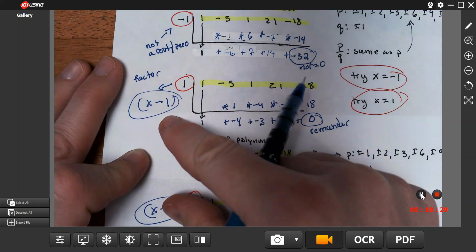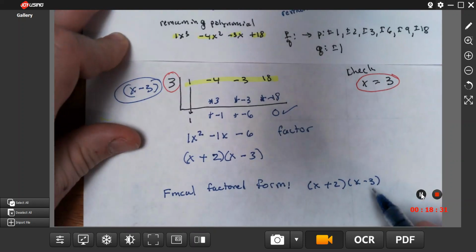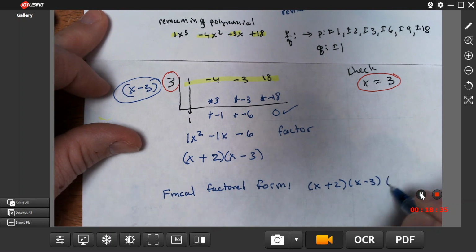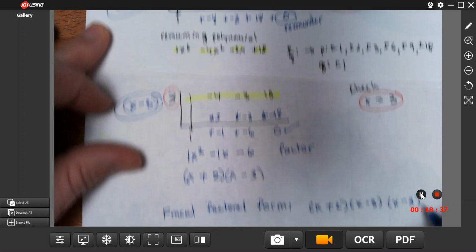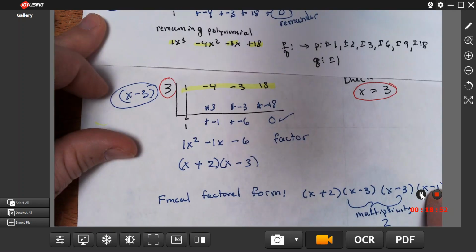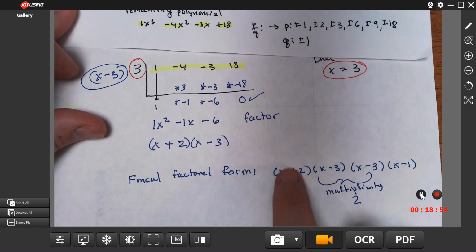So I also have these 2 factors. This is the same, but it occurred again. So I have x minus 3 again, and I have x minus 1. So as we saw yesterday, this has multiplicity 2. And there it is, 1, 2, 3, 4 factors, which we expect when we started with degree 4 or quartic.